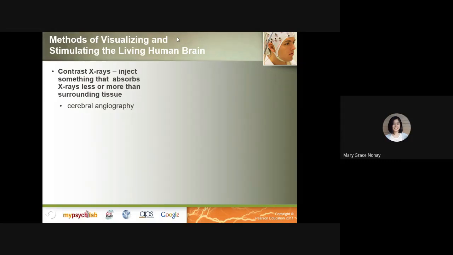When it comes to the brain, that kind of x-ray wouldn't be of much use because the brain has many layers, and there's a need for a better way to study the brain using x-rays. So we have contrast x-rays, where they inject something that absorbs x-rays less or more than the surrounding tissue. One of the ways is cerebral angiography. This uses infusion of a radio-opaque dye into the cerebral artery to visualize the cerebral circulatory system during X-ray photography.